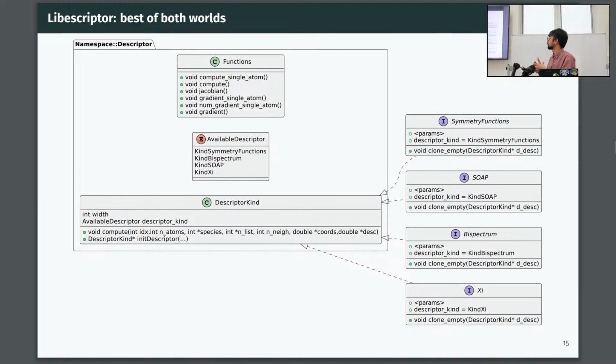So the basic design that we came up with was that we will have a broad namespace which will have functions for computing the descriptors, for computing the gradients, and computing Jacobians, etc. And we will have a parent class called descriptor kind, which will have a pure virtual function called compute. And all you need to do is extend that particular function, and your compute function will take care of it, and you will get the gradients automatically. We have implemented 4 of them.